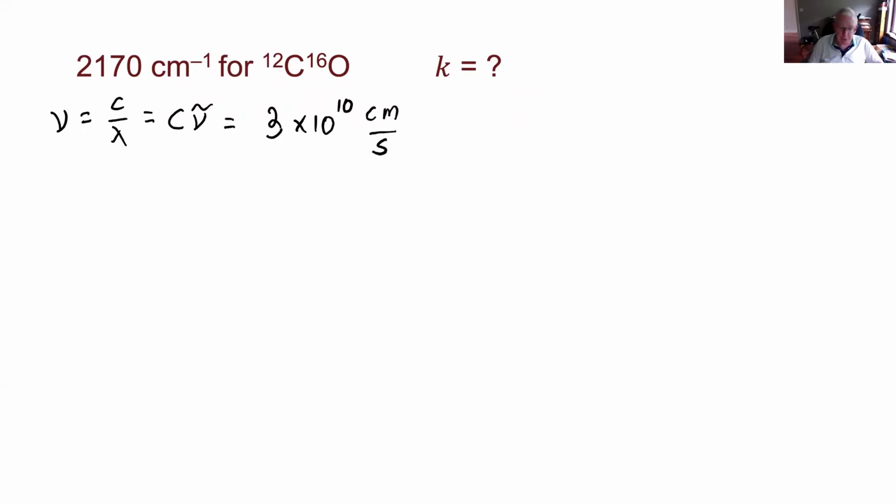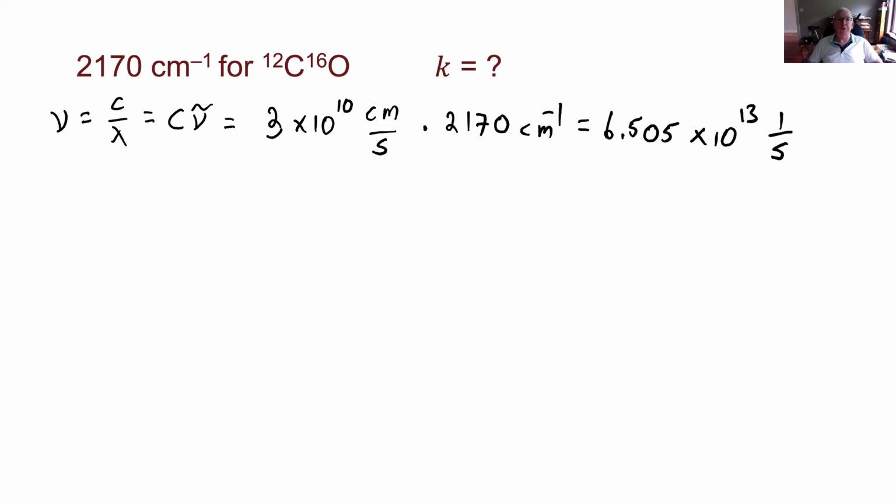I'm going to do that because I'm anticipating that the next thing I'm going to do is multiply that by the 2170 that's up above, which is in centimeters to the -1. When I multiply centimeters by inverse centimeters, those disappear, so I'm left with 1/seconds. And this says my frequency here is 6.5 times 10 to the 13th, in units of 1/second.